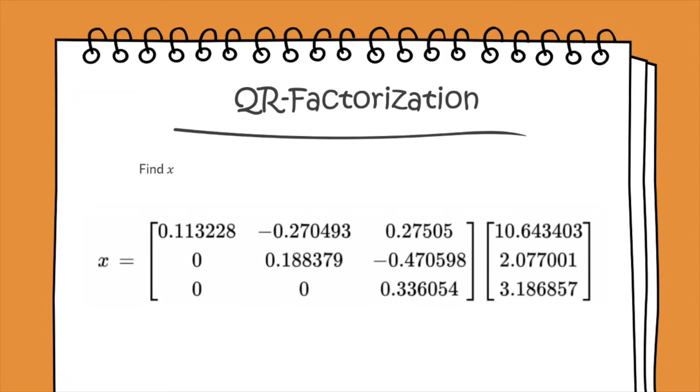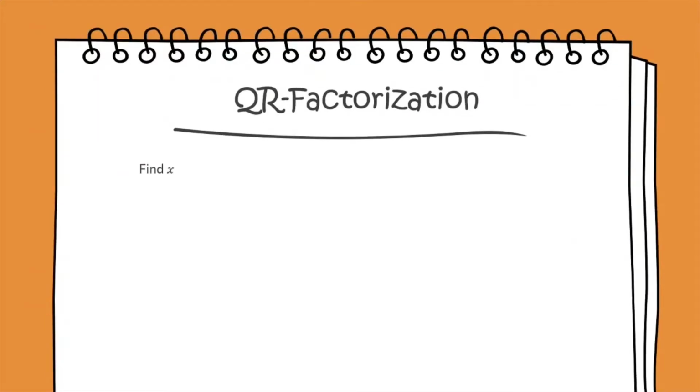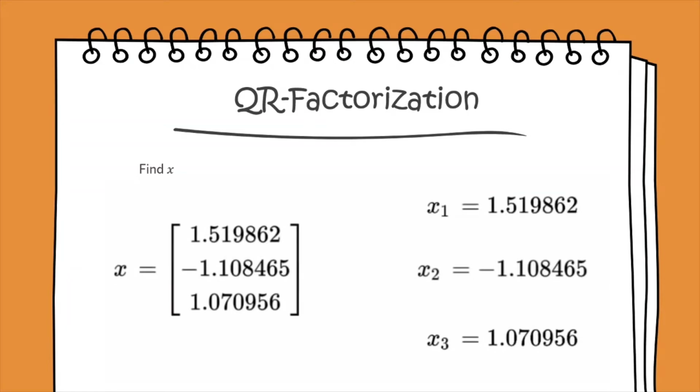And after we substitute, with R inverse as the first matrix, and the second matrix being Q transpose B, we can get our x. The first x that we get is 1.519862, and the second x is negative 1.108465, and the third x is 1.070956.